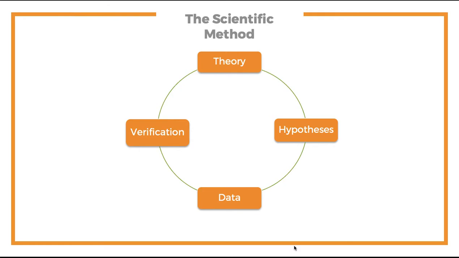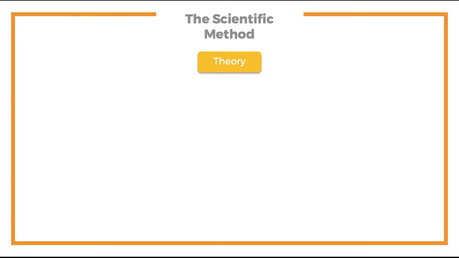So there are 4 broad steps that we're going to review in the scientific method for this class. Now, traditional scientific method does have more specified steps, but we're going to give you sort of the Cliff Notes version today. So for this class, you really only need to be concerned with the 4 main steps presented here. The first step in the scientific method is called theory.